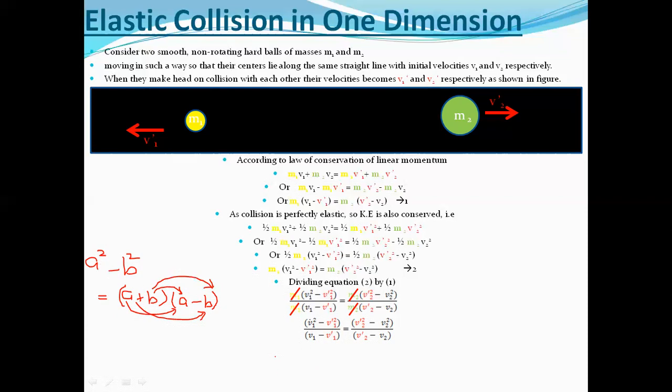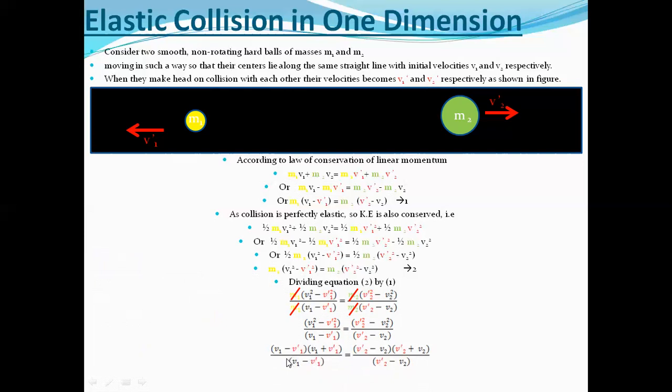So in a similar method, there is a square over here. If we take this as a and this as b, then the whole equation can be written as (v1 minus v1 dash) into (v1 plus v1 dash). That means one time minus and one time plus, divided by (v1 minus v1 dash) as it is. In a similar manner, we can apply the same method over here, one time minus and one time plus. So (v2 dash minus v2) and (v2 dash plus v2).